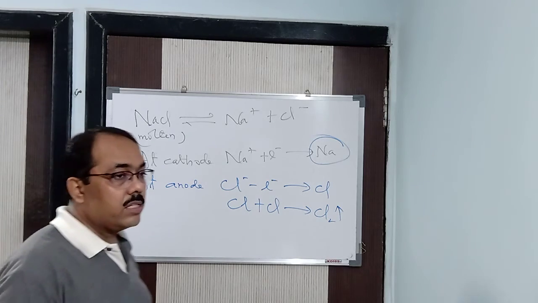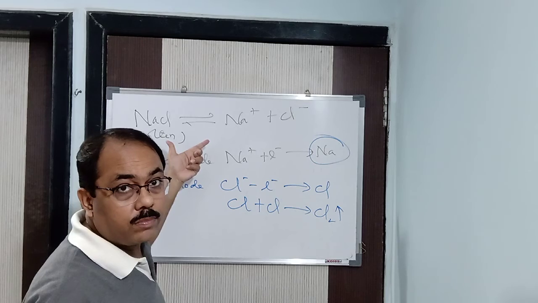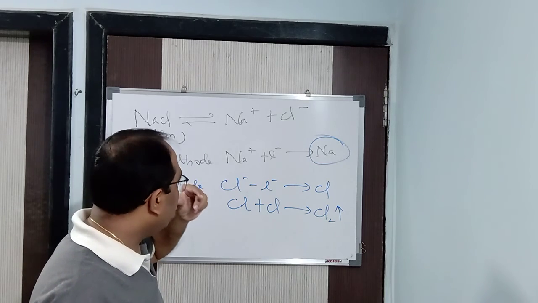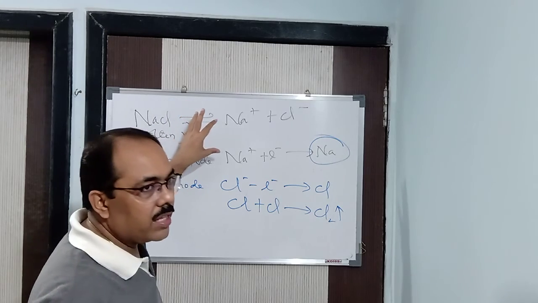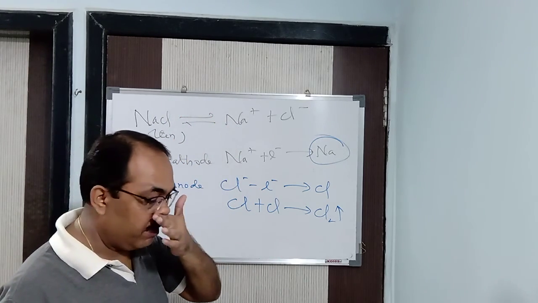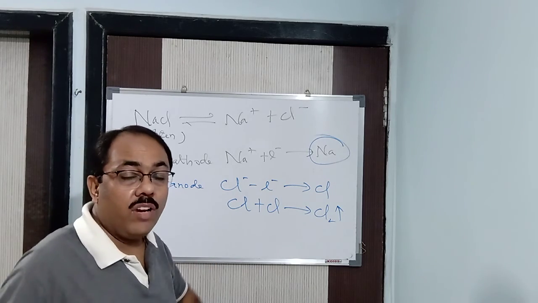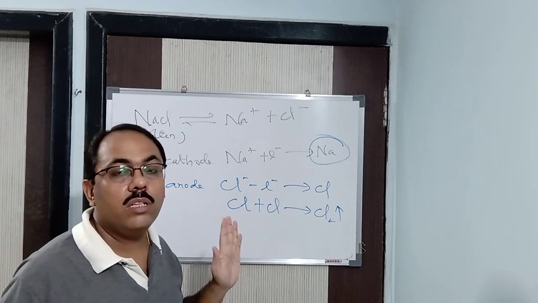Similarly, if you want to extract potassium, then you need to take potassium chloride in the molten state. Got it? So in this way, in case of electrometallurgy, the electrolyte should be in the molten state, not in the aqueous solution state, for the active metals. And I've told you why active metals can only be extracted by the help of electrometallurgy. They cannot be extracted by taking an ordinary reducing agent. Okay?